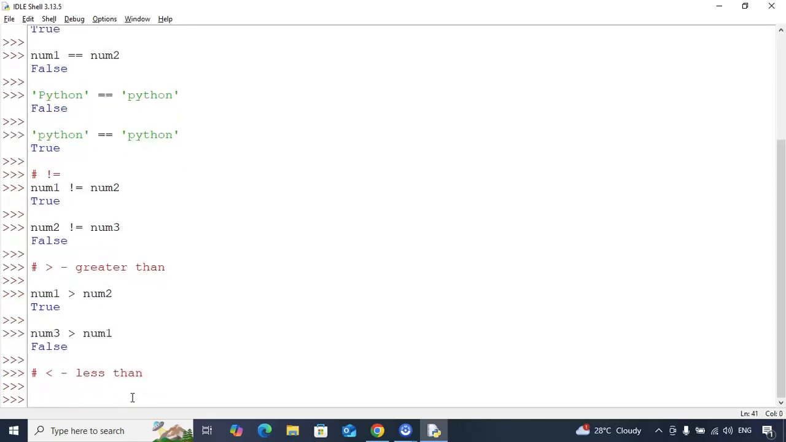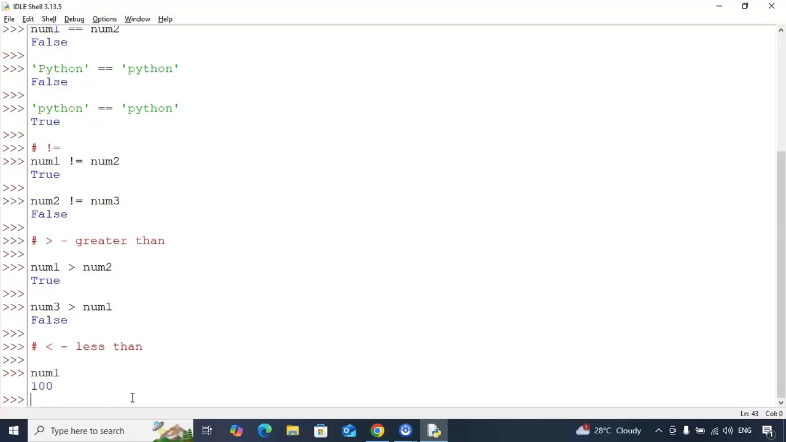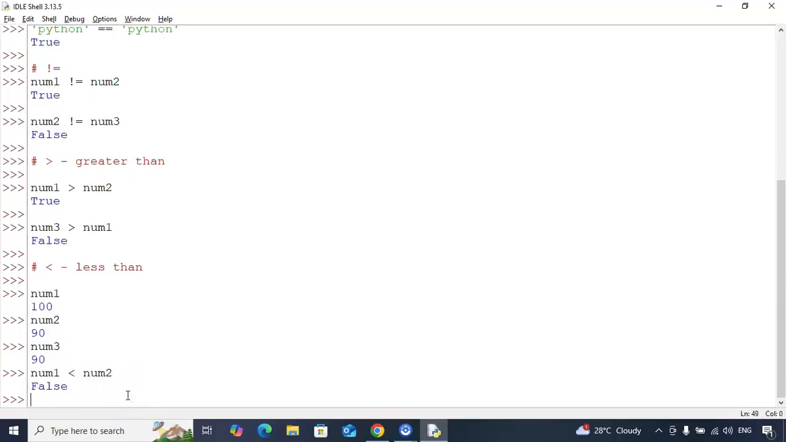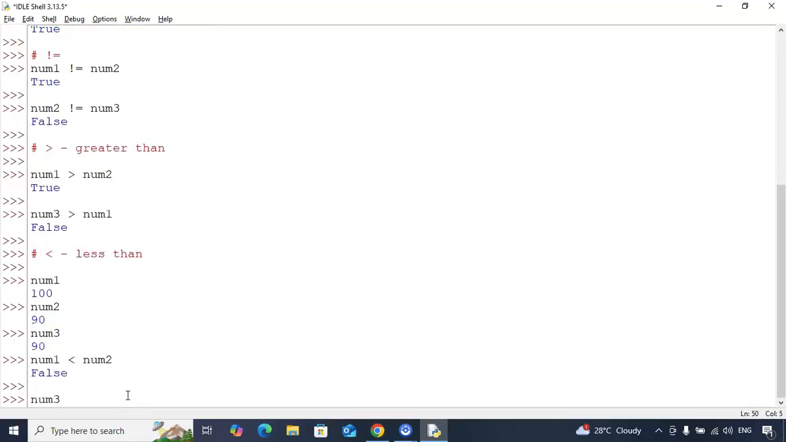The less than operator is the reverse of the greater than operator. It gives us true when the left side value is less than the right side value. So let's check the values of num1, num2, and num3. If I do num1 less than num2, what is the output? Will it be true? No, it will be false because the left side value is greater than the right side value. It should be less. So false. And if I say num3 less than num1, in this case we will get a true because num3 value is 90 and num1 value is 100.